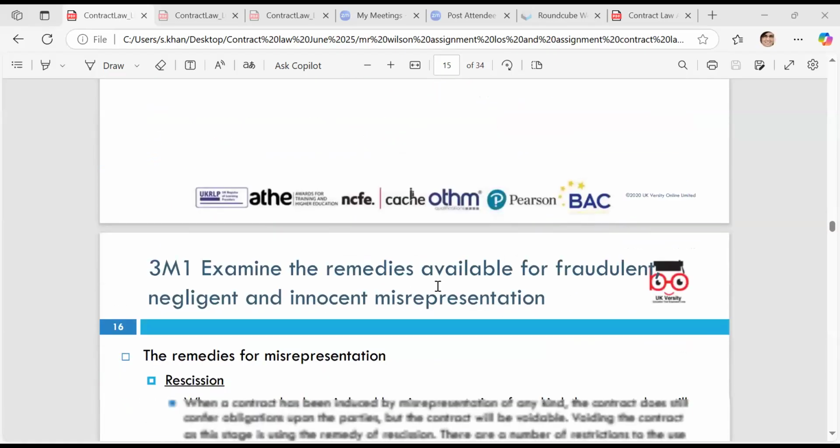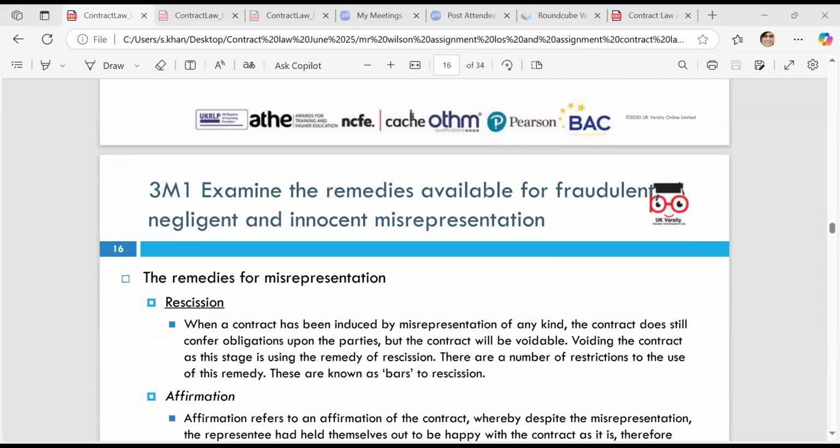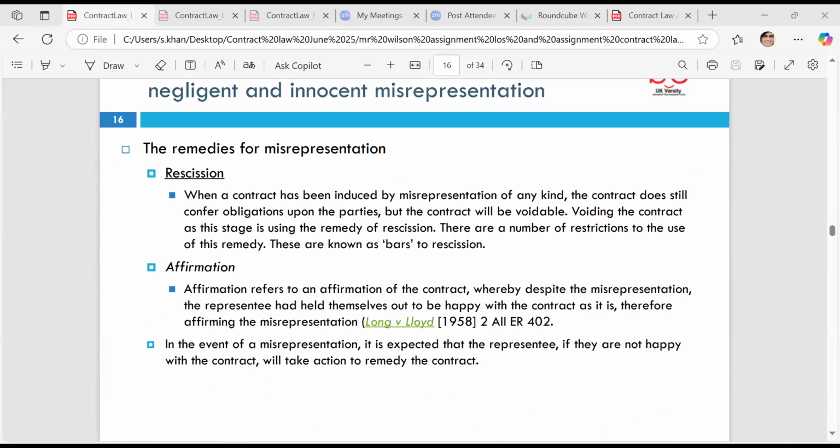Right. So 3M1, and that is the merit one. Examine the remedies available for fraudulent, negligent, and innocent misrepresentation. So you've got rescission, which is one of the elements of it. It is a remedy where damages may be available instead of rescission, although the court will usually prefer to make an order for rescission. And then you've got affirmation, which is where, despite the misrepresentation, the representee has held themselves out to be happy with the contract, therefore affirming it despite the misrepresentation.